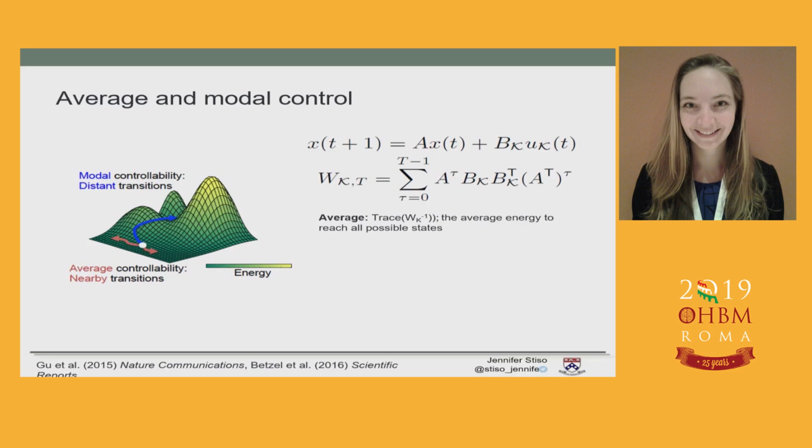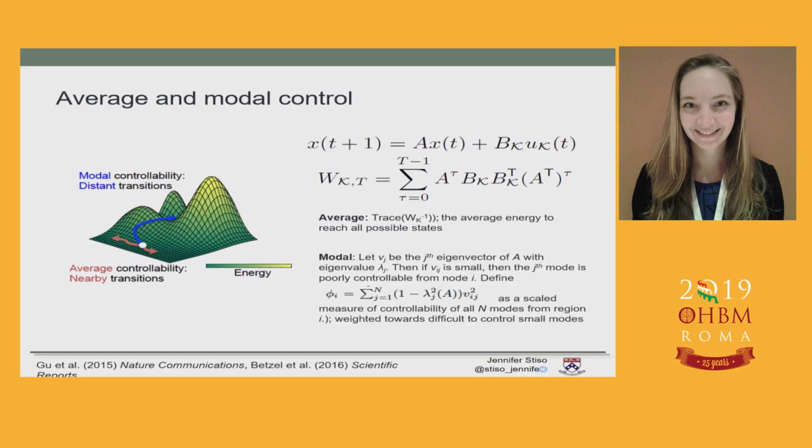Modal controllability is a little bit different. Modal controllability depends on the eigen decomposition of A, your structural connectivity. So, you break up A into eigenvalues lambda and eigenvectors V. The modal controllability of node I is basically going to be a sum of the ith entry of every eigenvector, weighted by the eigenvalue, but it's weighted such that smaller eigenvalues have more of a contribution to the metric. So it's weighted towards the difficult to control smaller modes of the system.